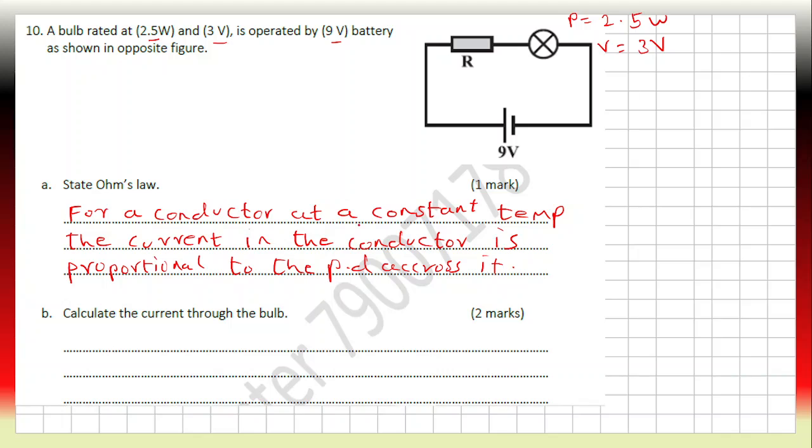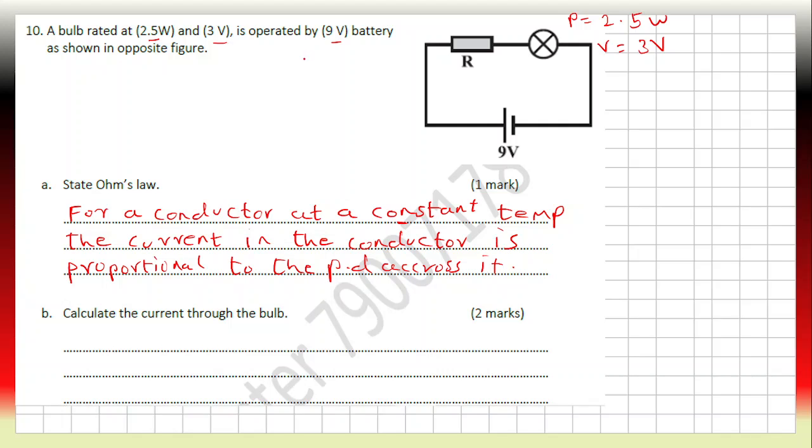Yeah, so this part is equally important. For a conductor at a constant temperature, the current in the conductor is proportional to the potential difference across it. So here, this is a direct proportion. That is what we mean. If we say is proportional, then we just mean is directly proportional to. So the key parts: at a constant temperature, then we have current being proportional to the potential difference.